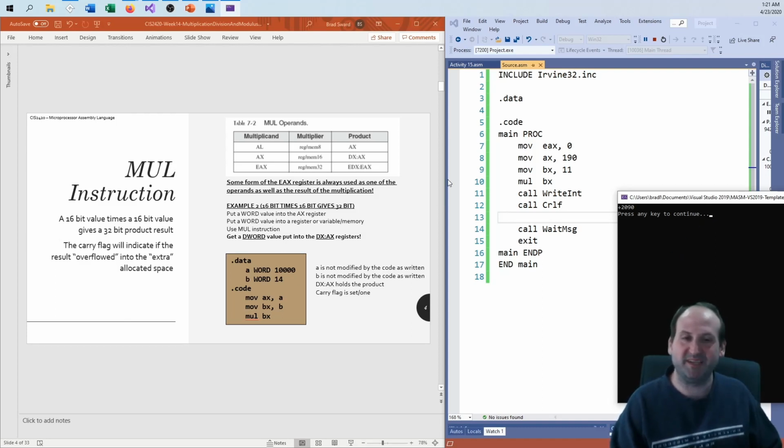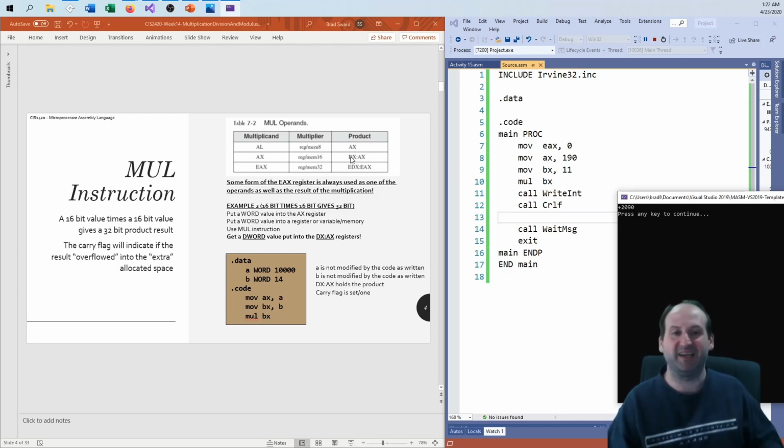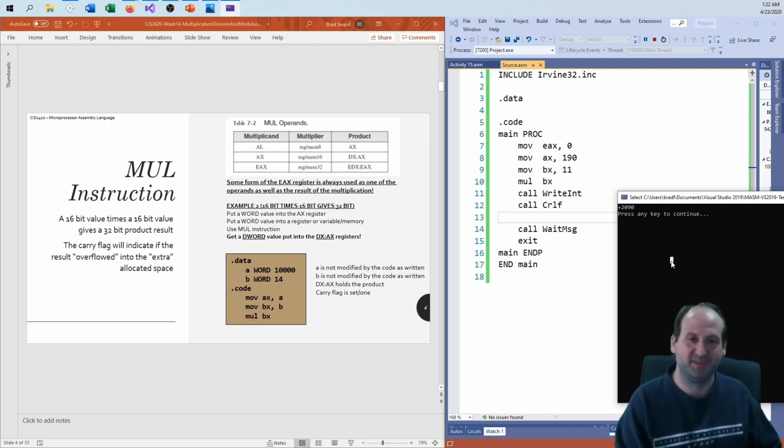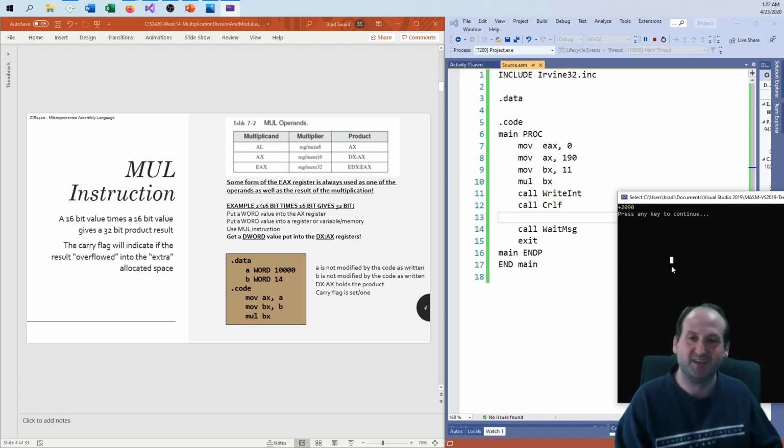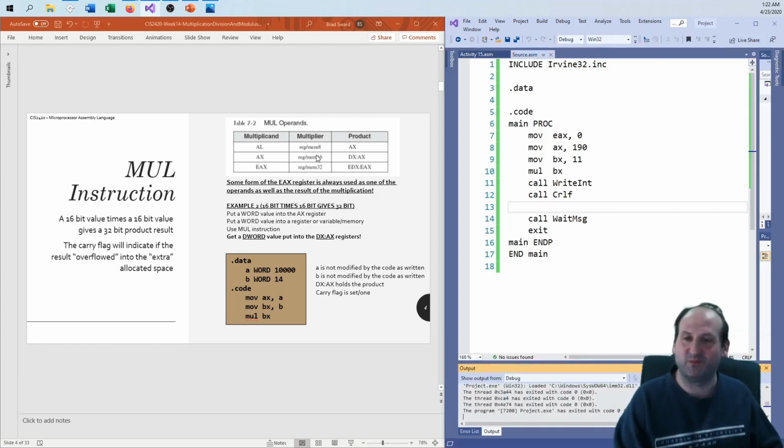But what's happening here is the AX register is holding the low end of the value, but the DX value is part of the high end. So if there was an overflow, it would go into the DX region. Again, we don't see this in the high-level languages. And you go, why would we do this? And like, why is it like this?